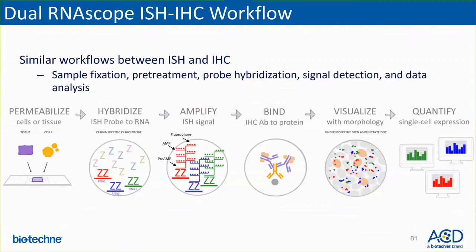The recommended workflow is as shown here. You would pre-treat and permeabilize your tissue or cells first. Depending on the tissue, this might require both heat-mediated target retrieval as well as protease digestion. You would then complete the RNAscope-ISH portion and then follow with the IHC staining after.